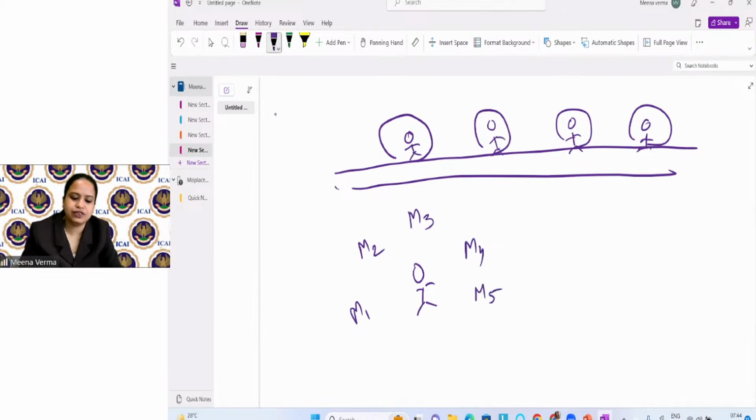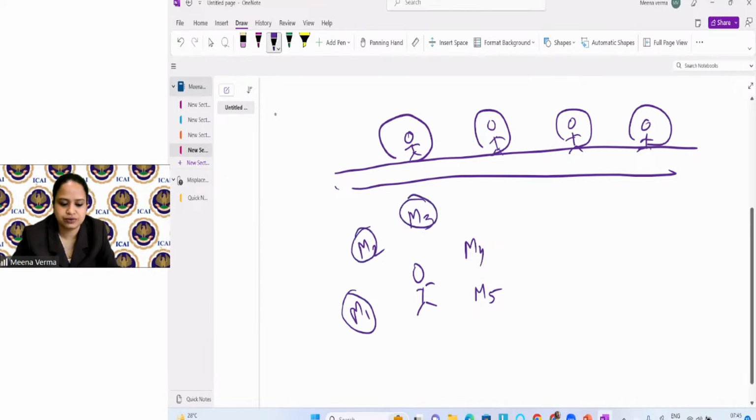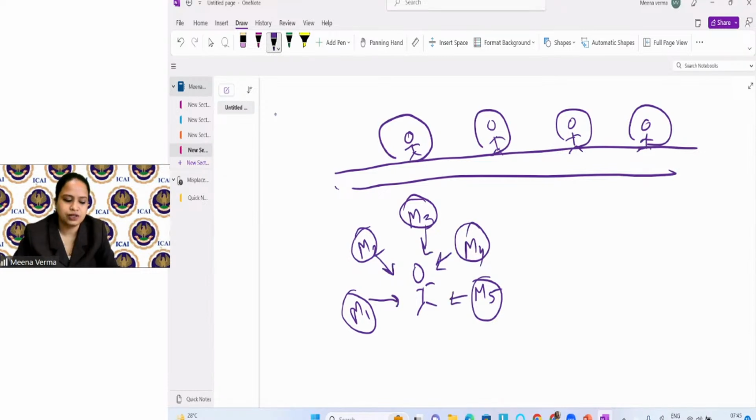So we have given them a group of machines, and they are using these machines to add value to their product. Right? These are a group of machines, and they are using them to add value to the product.